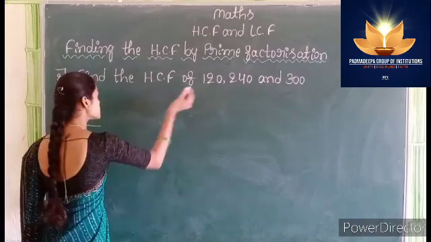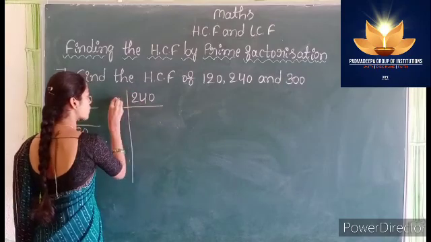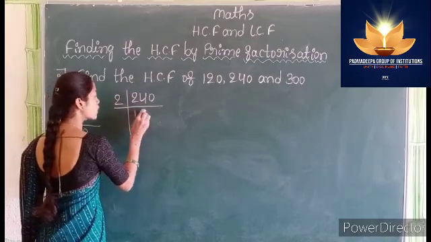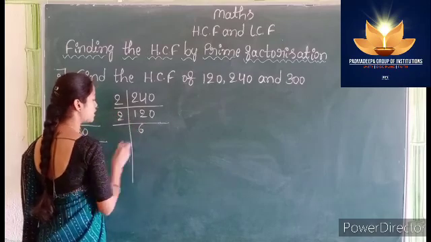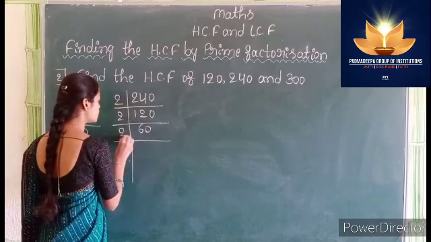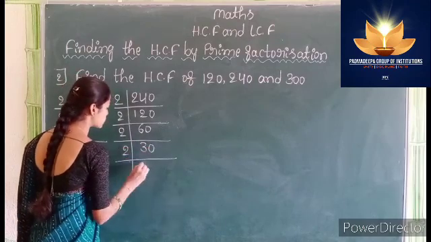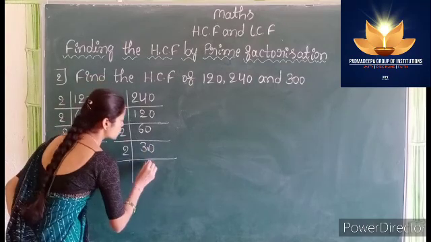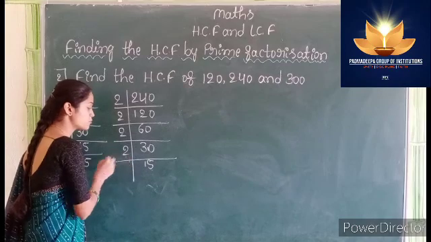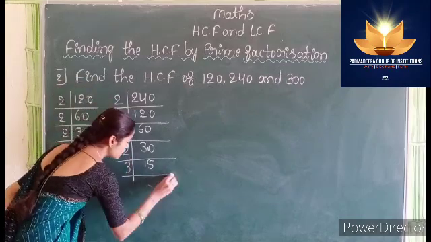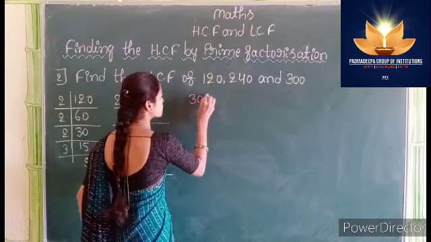Then we have to divide this 240. 2 1s are 2, 2 2s are 4, 2 6s are 12, 0 as it is. Then 2 3s are 6, 0, 2 1s are 2, 1 left, 2 5s are 10. This 15 is not divided by this 2, so we have to check with 3. 3 5s are 15. Then 300.